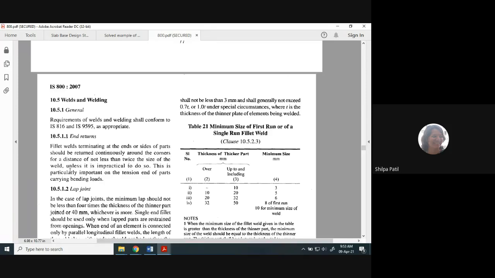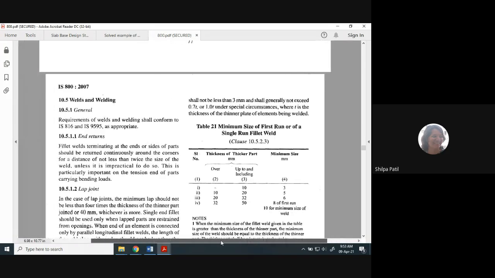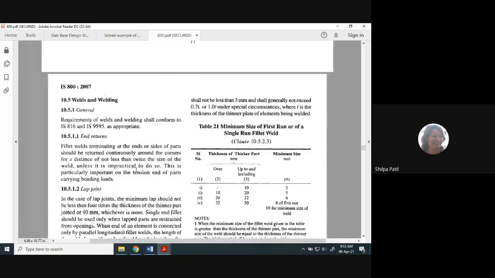So 2 into 8 mm, for this much distance the end return is provided, unless it is impractical to do so. If it is absolutely not practical, then we don't provide it. But if it is possible, then we provide this end return. This is particularly important on the tension end of parts carrying bending load. So columns are always subjected to eccentric loading, so columns are always connected by considering this end return concept.